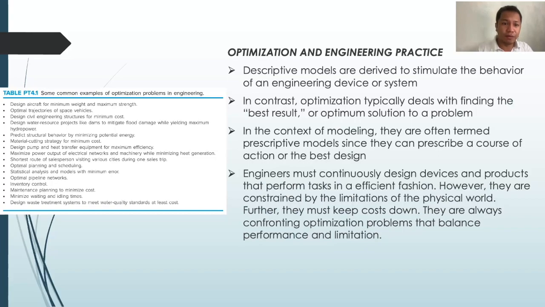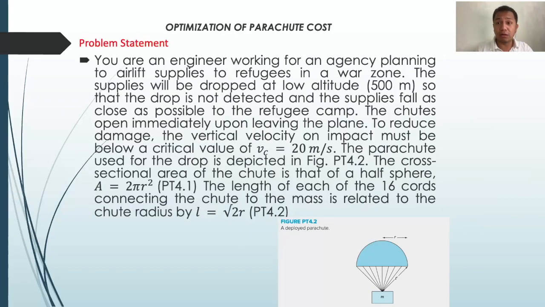To name a few, designing an aircraft for minimum weight and maximum strength. Another one would be inventory control, and another is designing a waste treatment system to meet water quality standards at least cost. So these are just some common examples of optimization problems in engineering.